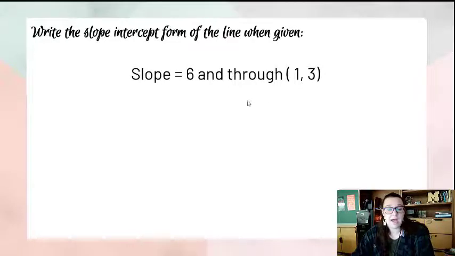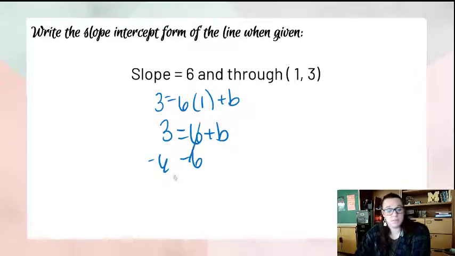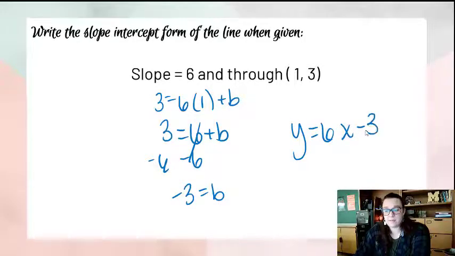Next one we have is y equals mx plus b with the m being a 6. So instead of a y, whoops, I got a little ahead of myself. There we go. 3 equals 6 times 1 plus b, or 3 equals 6 plus b. If I take away the 6 from both sides, I've got -3 is b. And my final answer: y equals 6x minus 3.